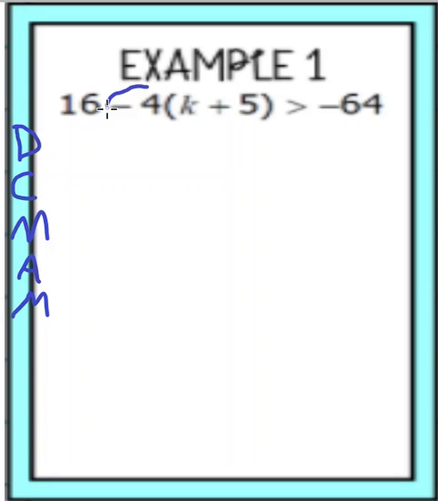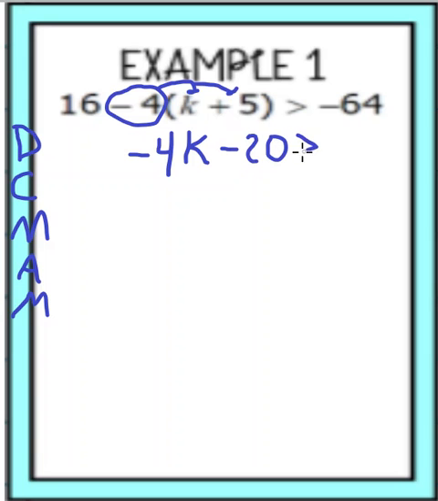So I take this number on the outside that's touching the parentheses, and remember that sign in front stays with it. So this is a -4. And I multiply it to the stuff on the inside of the parentheses. -4 times k would be -4k, and then -4 times a +5, a negative times a positive gives me a negative, and 4 times 5 is 20, and then I can bring everything else down. So I still have that -64 on my right side, and I still have this 16, so I'm going to bring down that 16.